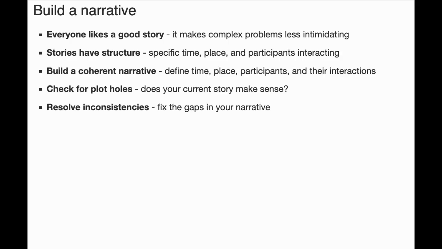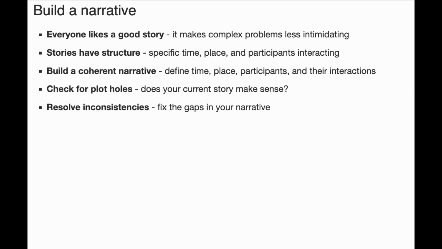Build a coherent narrative. Define the time, place, participants, and their interactions. Check for plot holes. Does your current story make sense? And when you find these plot holes, don't just ignore them because they're clues. Maybe they were actually two separate issues happening at once. Maybe your timeline is wrong. Maybe there's a third component you haven't considered yet. The inconsistencies in your story point you towards where you need to investigate next.